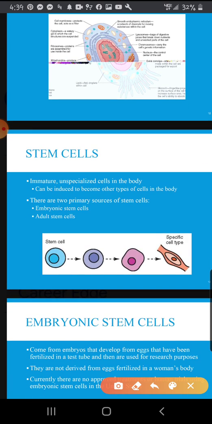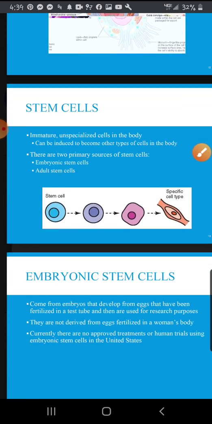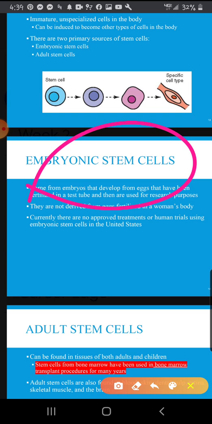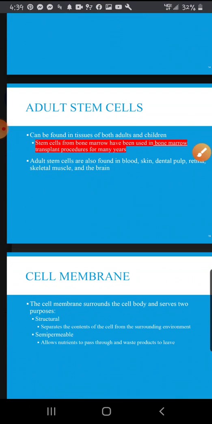You have your stem cells here. You guys could read about that a little bit more. Embryonic stem cells here. You could read about that a little bit more. I just want to go ahead and get to your test questions, okay? So you guys can go ahead and go back and read the rest of those. But continuing on, the adult stem cells. They can be found in tissues of both adults and children. So children do have some adult stem cells already.